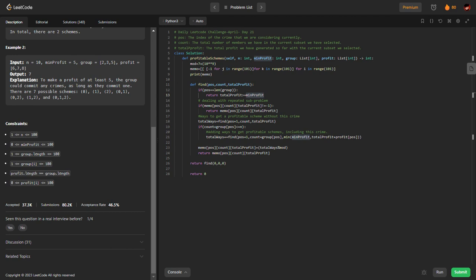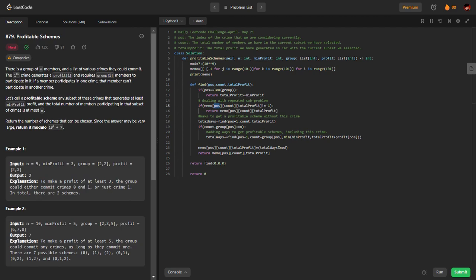Now, in any case, we have two ways. Either we select that particular position, which is an index. We are at a current index, for example index 0. This is the number of members required, and this is the profit we are going to generate. We can either select this in our subset or we can discard this. These are the two ways.